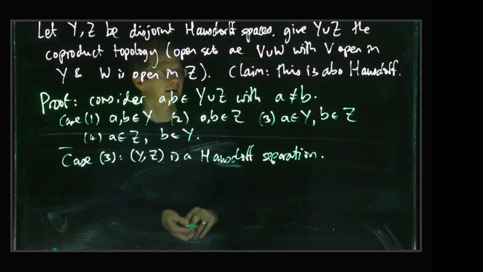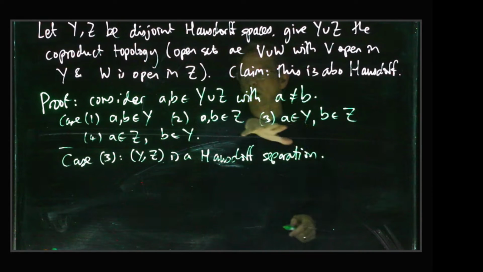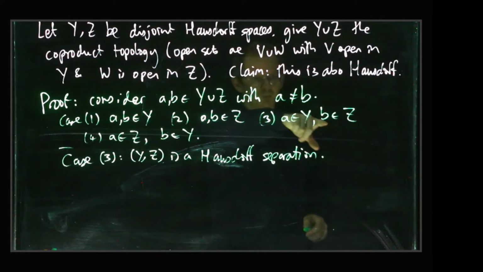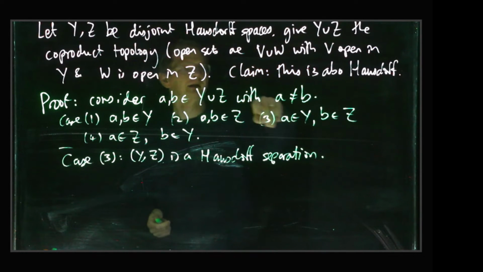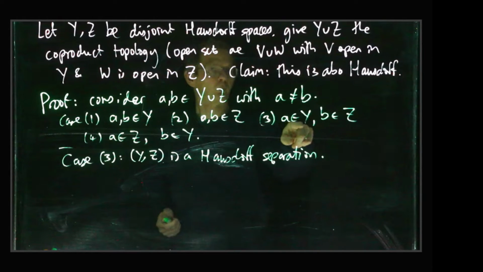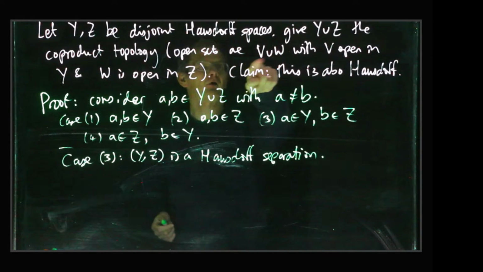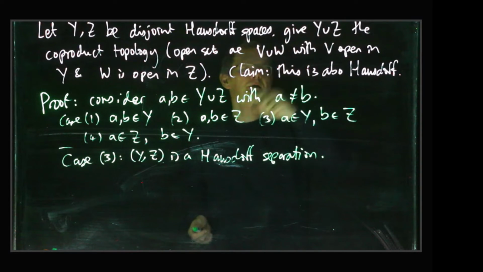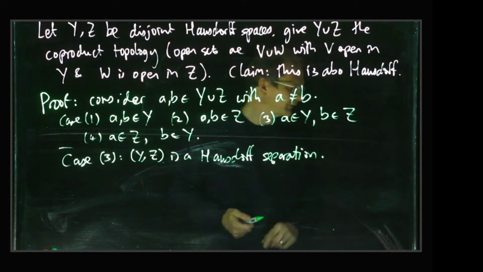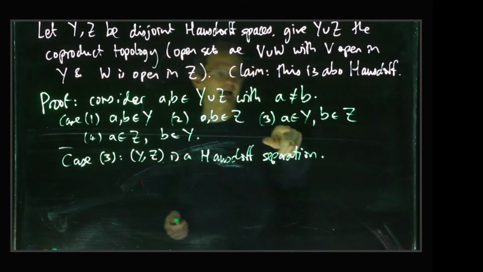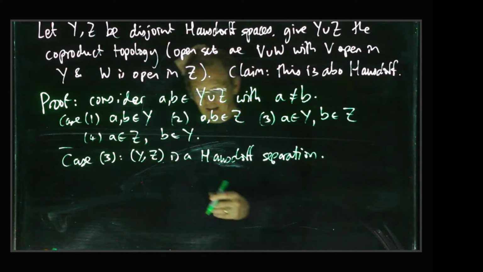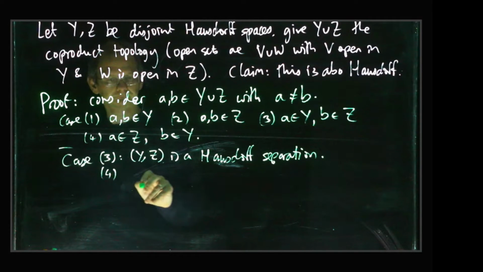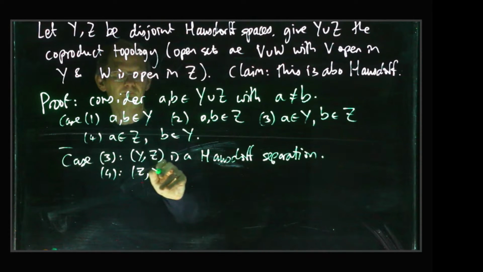Because remember, Y we can think of as Y union the empty set, and Z we can think of as the empty set union Z. The empty set and the whole space are always open, so Y is of this form and is open in the union. Z is also empty set union Z, so it's open in Y union Z. So these are both open sets. A is in Y, B is in Z, and as part of our assumption, Y and Z are disjoint. Case 4 works the same way, except the other way around.